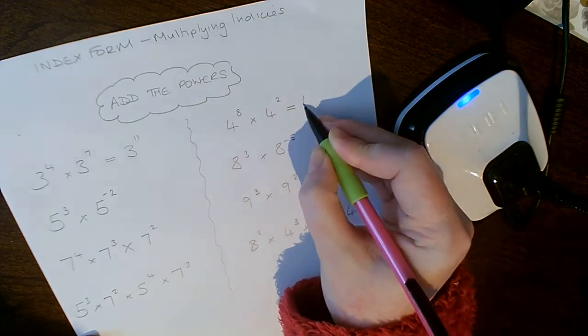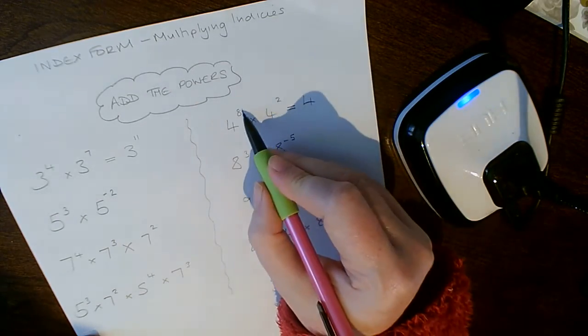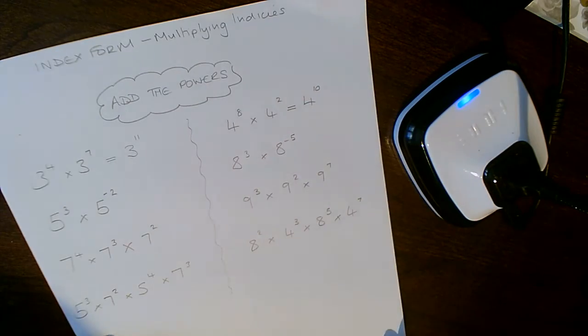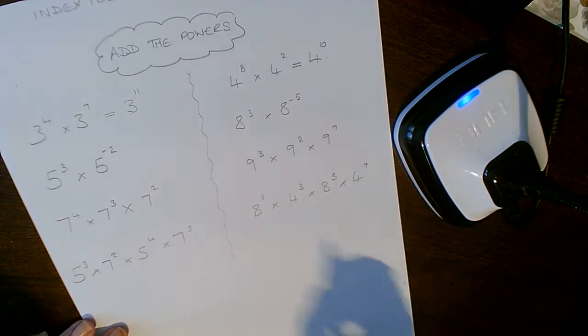So the base stays the same at 4. 8 add 2 is 10. Negatives can come into this, so just be a little bit careful.